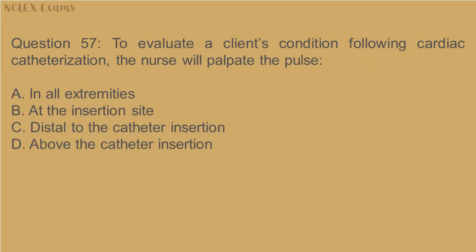Question 57. To evaluate a client's condition following cardiac catheterization, the nurse will palpate the pulse. A. In all extremities. B. At the insertion site. C. Distal to the catheter insertion. D. Above the catheter insertion.